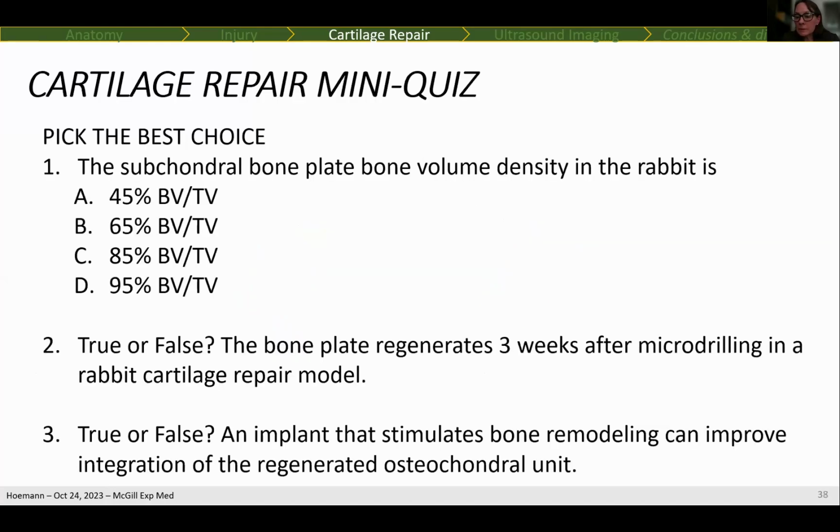All right, so let's move on to a little interaction. So here's another mini quiz. So pick the best choice. Can anyone remember the subchondral bone plate volume density in the rabbit? What is the volume density, bone volume density in the rabbit bone plate? Is it 45%, 65, 85, or 95? Let's see if anyone can venture in the chat.